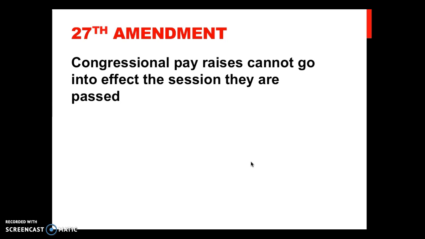basically stated that Congress can vote to give themselves a raise. Remember, bills dealing with raising money have to start in the House, but both houses would vote on this. But any congressional pay raises cannot go into effect until the next session of Congress. So basically, you cannot, as a congressman, vote yourself a raise like day 2 on the job.